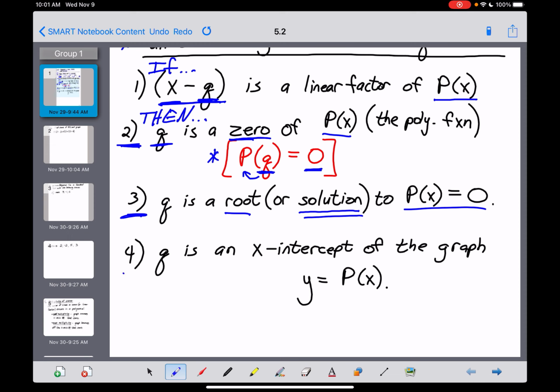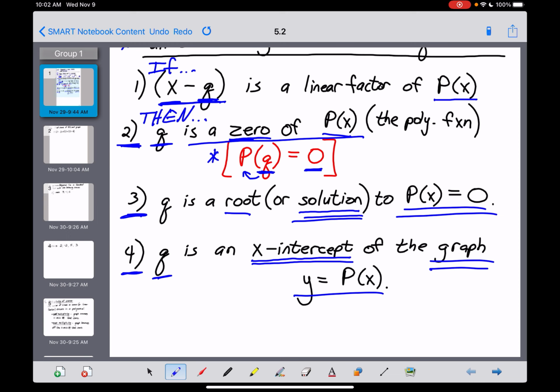And the fourth thing we wanted to talk about, the one we're actually going to spend a lot of time talking about today, is a graphical interpretation of that. If q is a 0 of your polynomial or a solution to that polynomial equation, then you can also say that q is an x-intercept of the graph y equals p of x. And we all do a better job, guys, processing information that comes to us graphically. So this graphical interpretation of a linear factor or a 0 or a root is probably going to be the easiest one for us to understand because we have been talking about x-intercepts all year long.